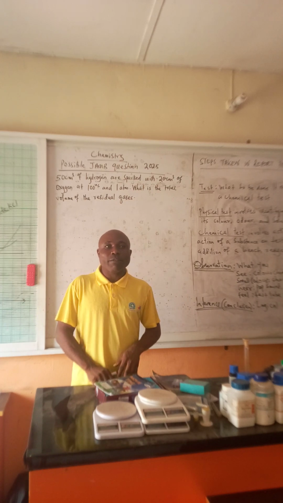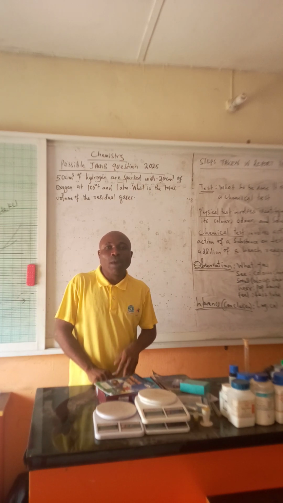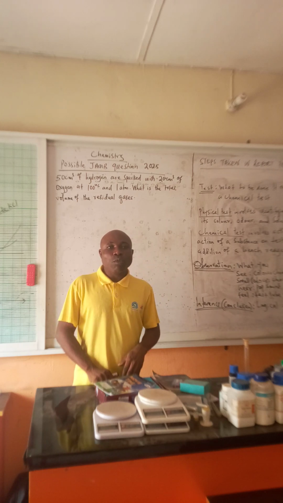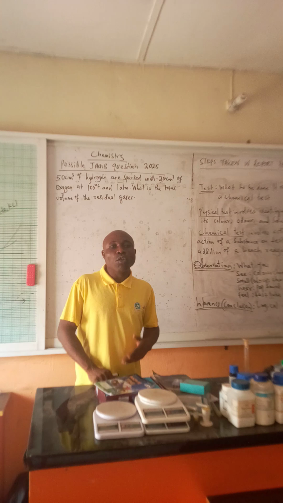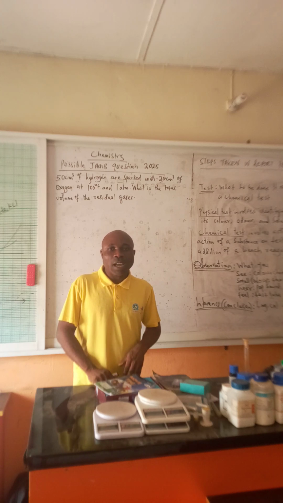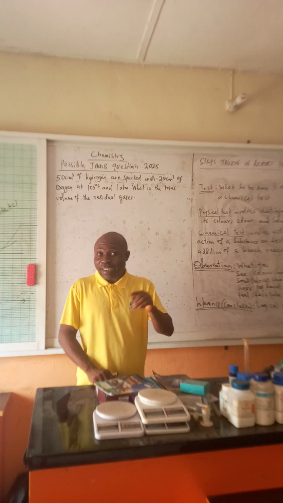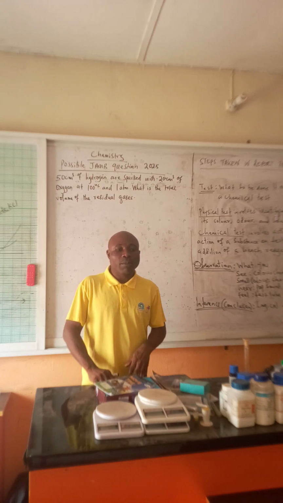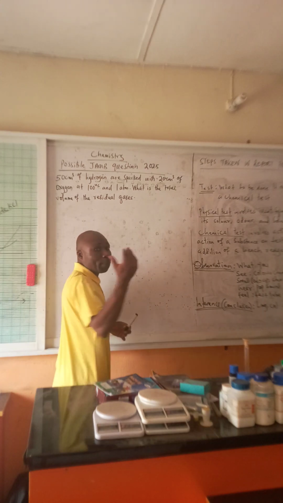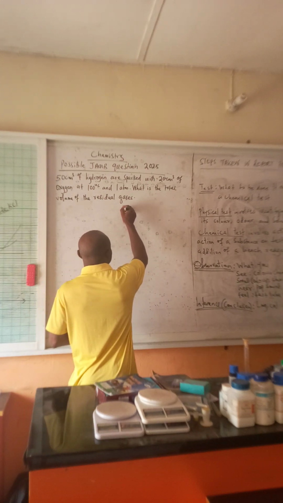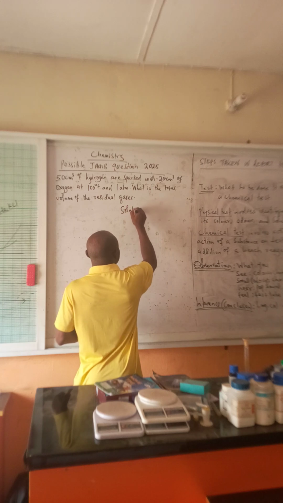Gay-Lussac's law of combining volume states that when gases react, they do so in volumes which bear a simple whole number ratio to one another and to the volumes of the product if gaseous, provided that the temperature and pressure remain constant. To solve this kind of problem by applying the law, let's get started.